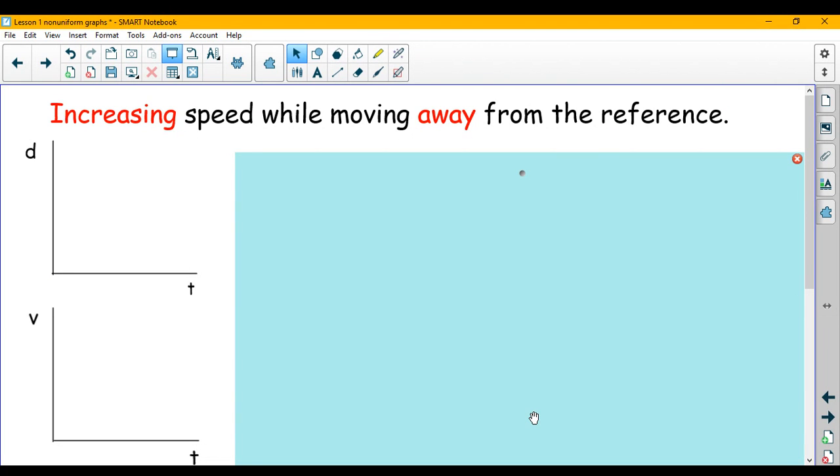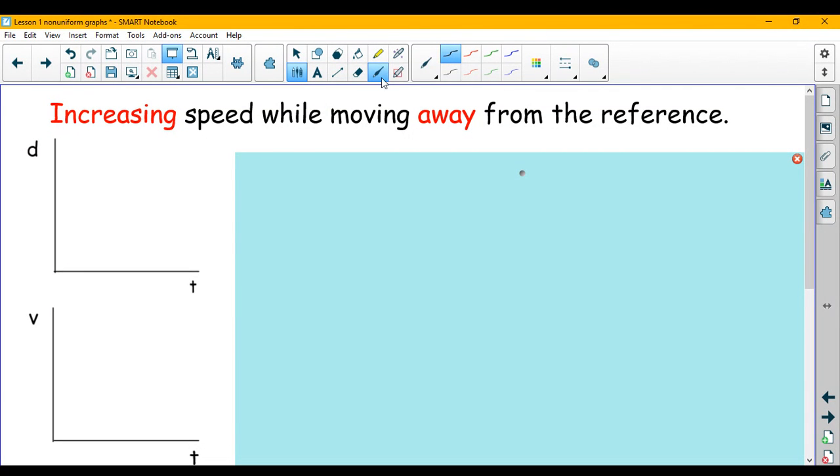So we already know what our DT graph should look like. Our DT graph, we already know, should be a nice curve, right? And it's going to be a curve because we have it moving along and accelerating. So it starts off with a pretty flat speed or a low speed, nice and flat the curve is, and it gets steeper as it goes.